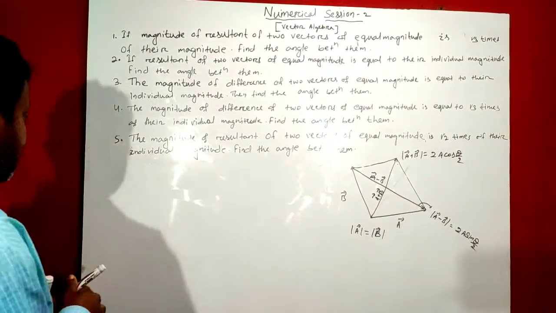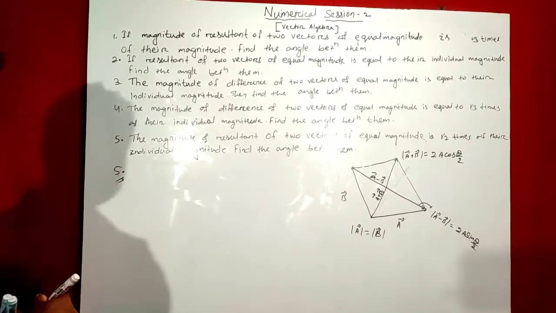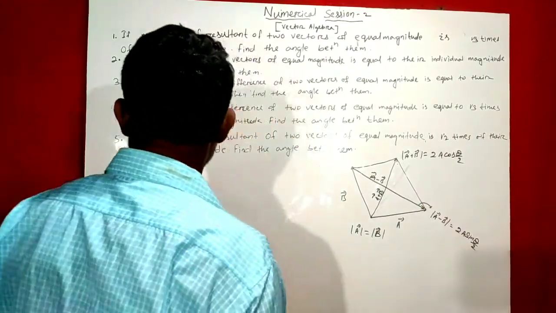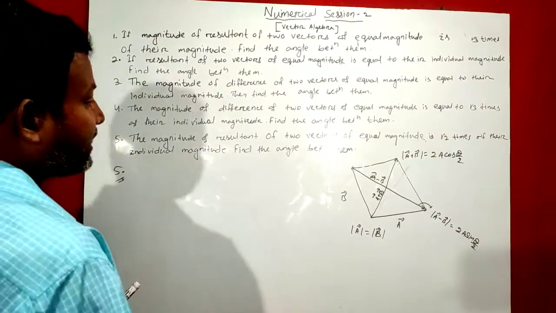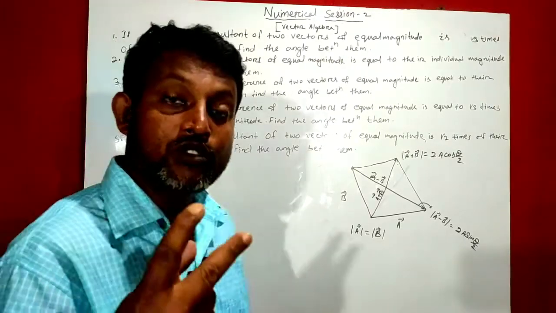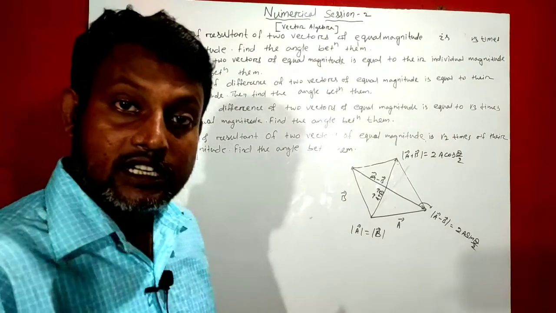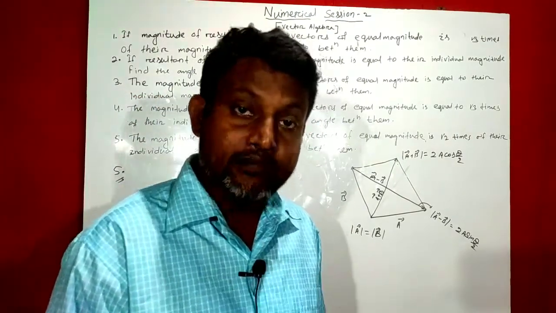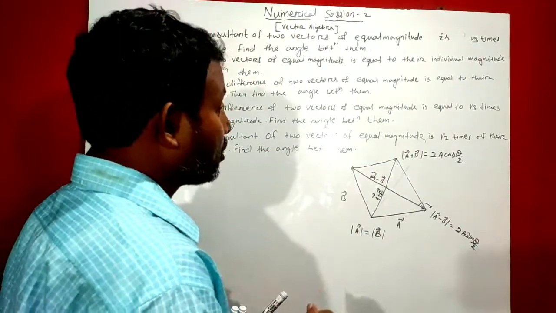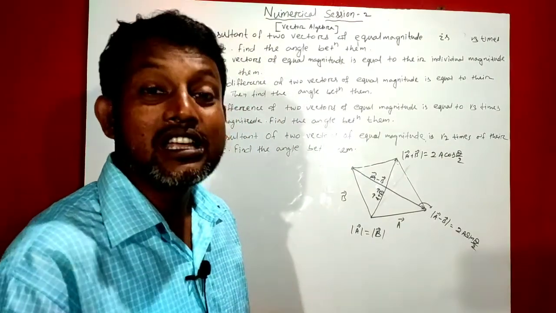And this is number 5. The magnitude of resultant of two vectors of equal magnitude is root 2 times their individual magnitude, to find the angle between them. That means there are also two equal vectors. The resultant of two vectors, that means A plus B. The magnitude of A plus B is equal to root 2 times the individual magnitude of the vector.